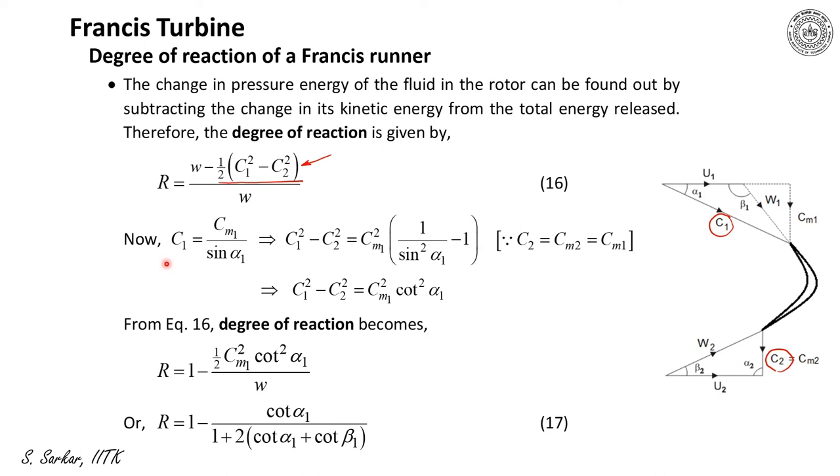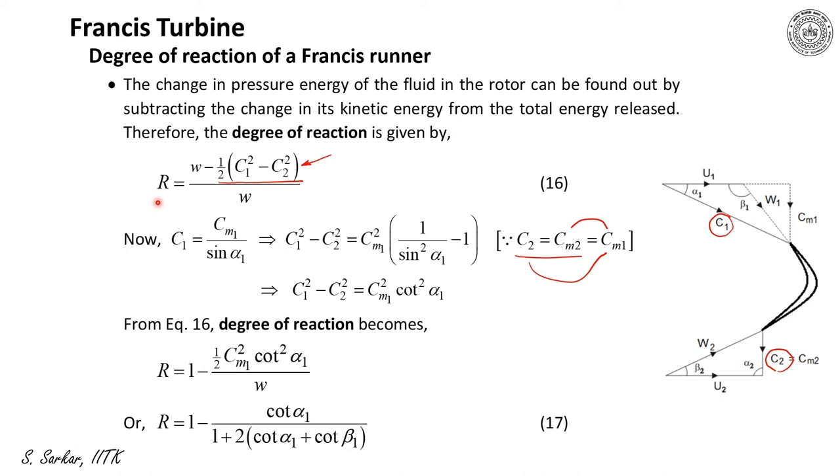C1 is equal to CM1 divided by sine alpha 1. Now, I can say C1 squared minus C2 squared is equal to CM1 squared within bracket 1 divided by sine squared alpha 1 minus 1. Since one should appreciate that C2 is equal to CM2 and CM2 is equal to CM1, thus I can say C2 is equal to CM1. Thus, C1 squared minus C2 squared is represented as CM1 squared into cos squared alpha 1.